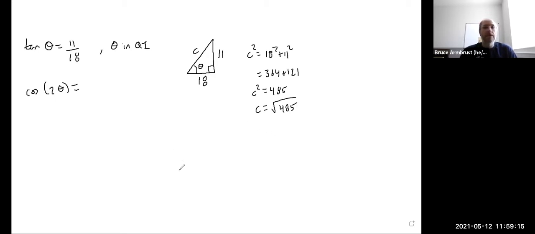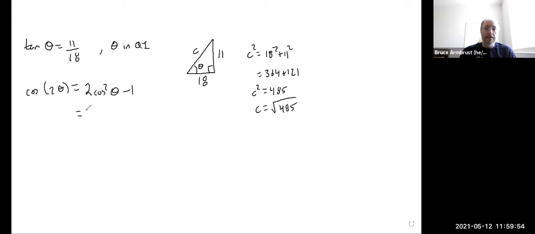All right, so now we get to pick which identity we want to use. I'm going to recommend against the first one, cosine squared minus sine squared, because that means we have to find both cosine and sine. I don't want to find both of them. So I'm going to opt for 2 cosine squared theta minus 1. If you ask me why, it's really because the cosine squared bit is positive. I'd rather just subtract 1 than subtract something else. But it doesn't really matter.